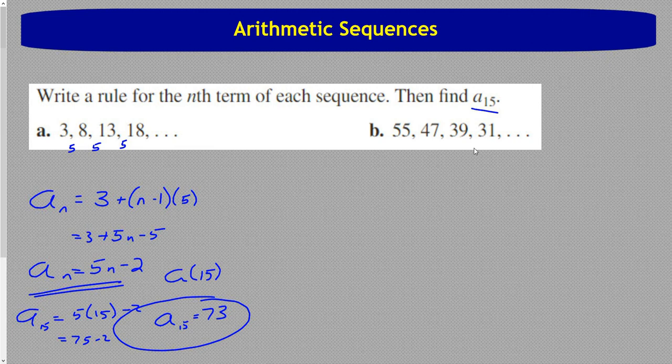Okay, so over here, let's find our difference. 55 to 47. We're subtracting, obviously. That's going to be 8, it looks like. And then 47 to 39 is also 8. And 39 to 31, also 8. So we're in good shape there.